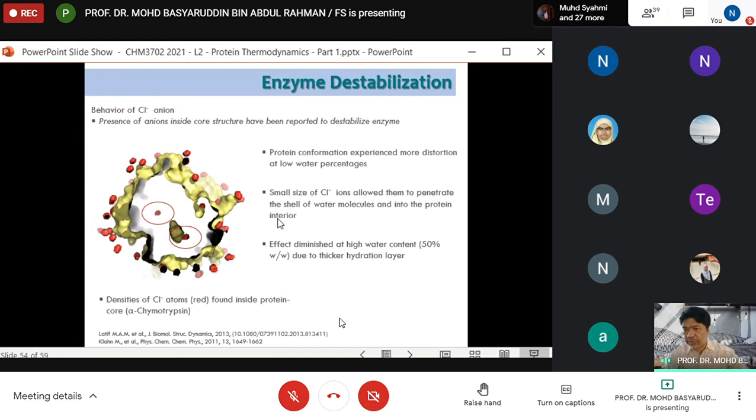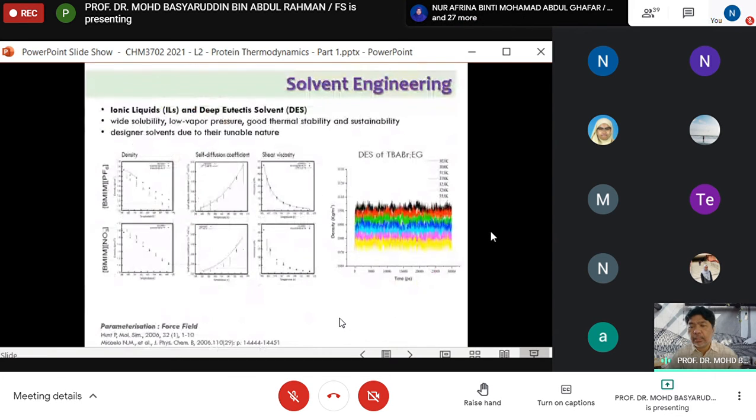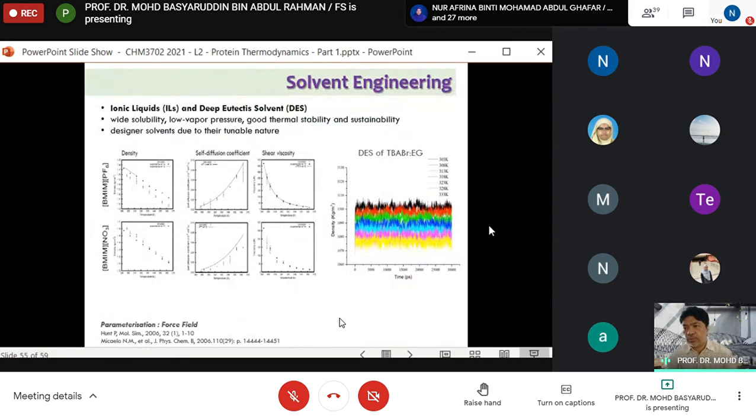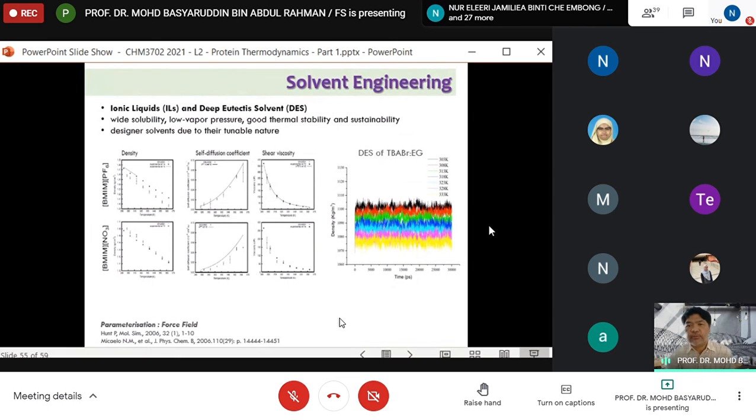Remember the preferential binding just now, and also hydration. So it can penetrate, and when it penetrates, it starts to interact with the inside, or what we call the protein interior. So the effect is we are losing the activity, or the enzyme is destabilized or denatured. Okay. So this is why it also leads us to do more on solvent engineering.